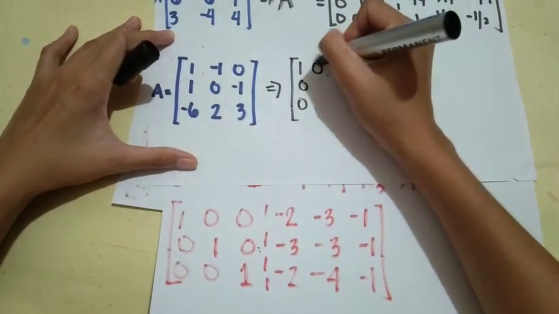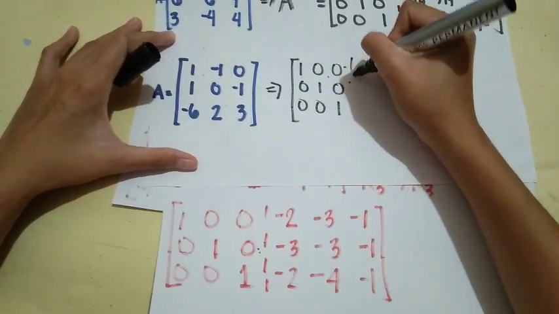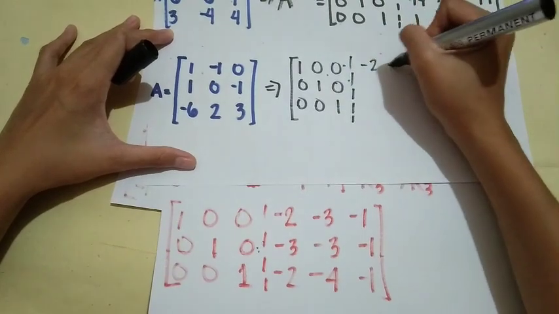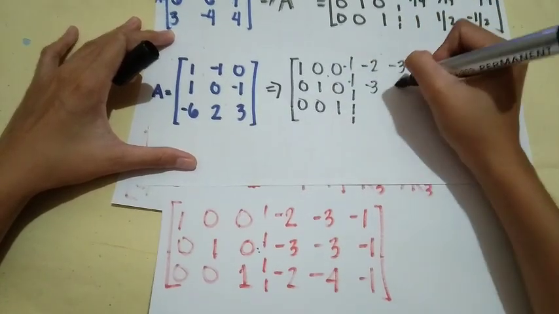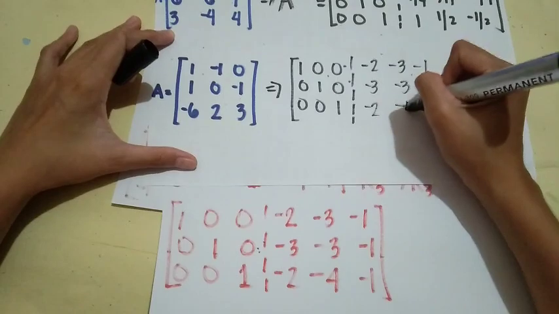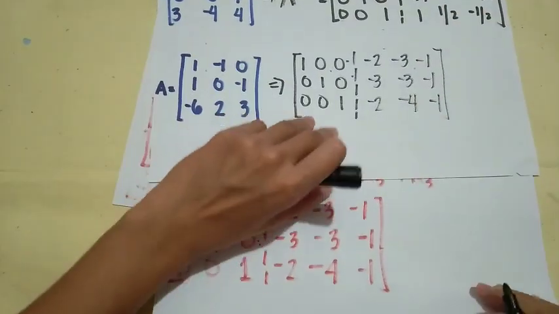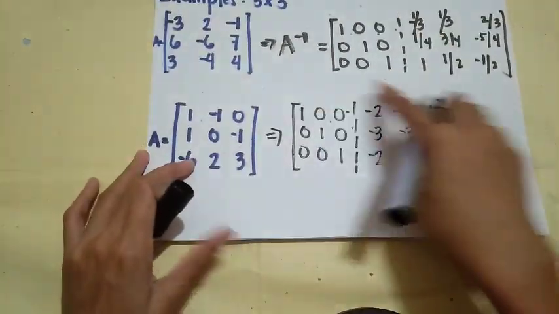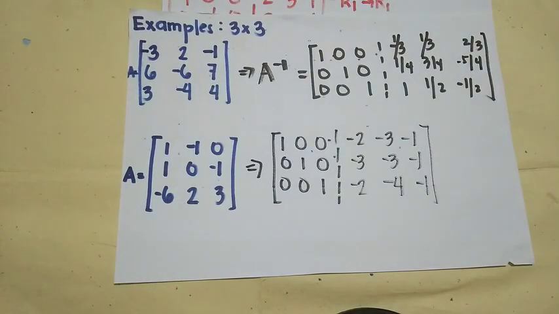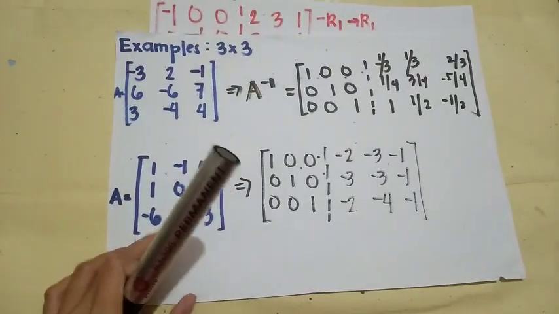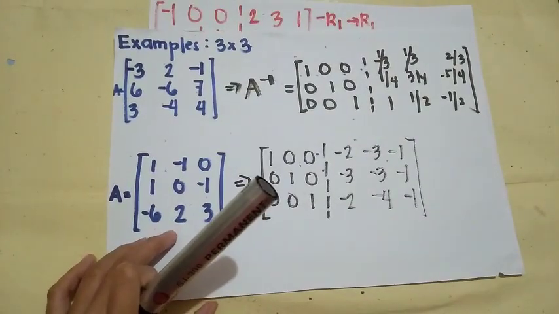1, 0, 0, 0, 1, 0, 0, 0, 1. Then negative 2, negative 3, negative 1, then negative 3, negative 3, negative 1, negative 2, negative 4, then negative 1. So for our two examples here, we have the following answers. So let's move on to our problem exercises.